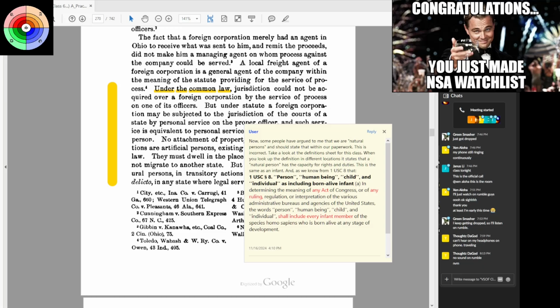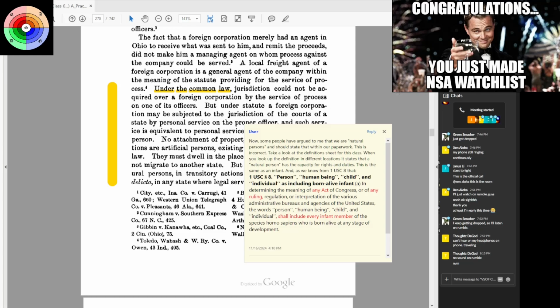Now, some people have argued to me that we are, quote unquote, natural persons and should state that within our paperwork. This is incorrect. When you look up the definition in different locations and states, it says that a natural person has the capacity for rights and duties. Okay. The dog has the capacity to go fetch the stick.